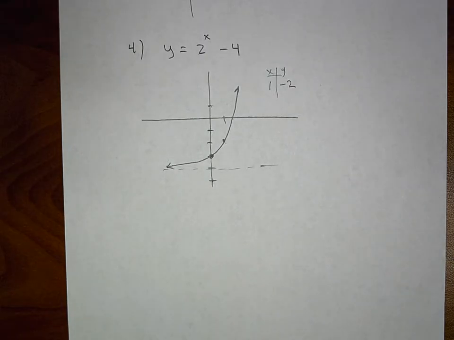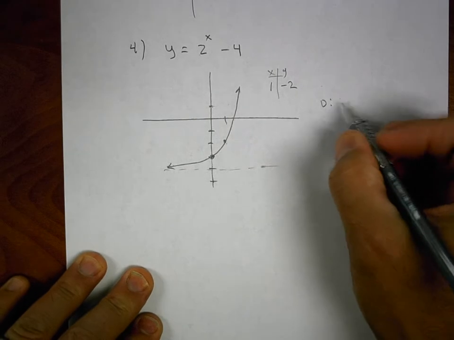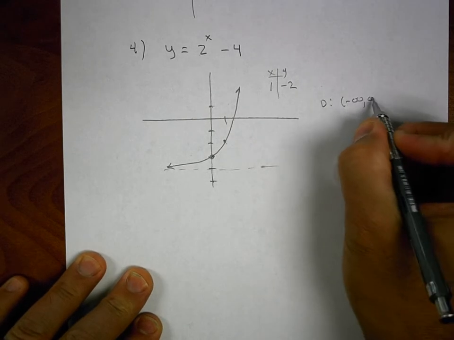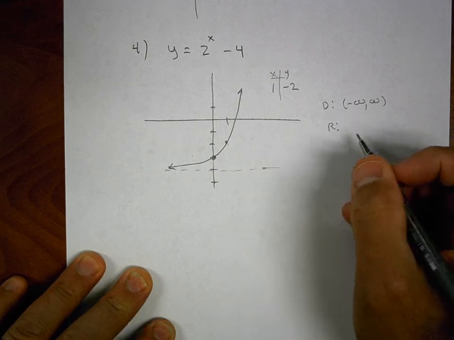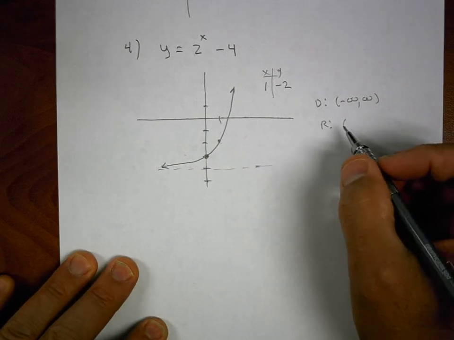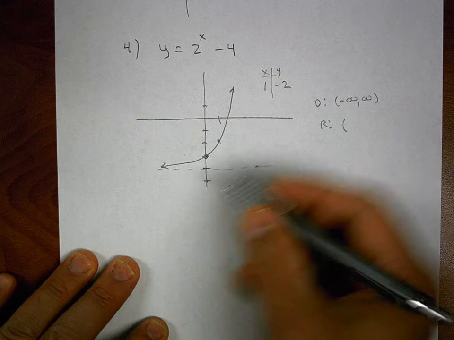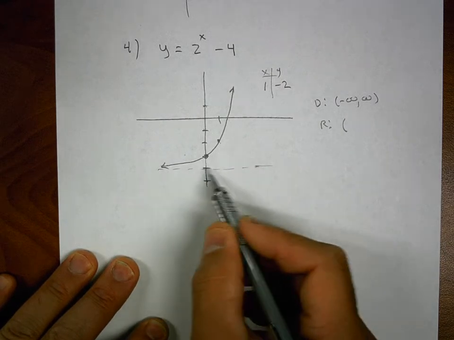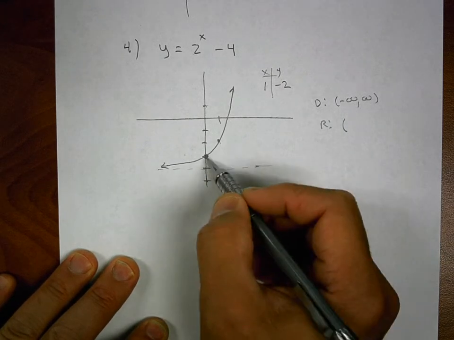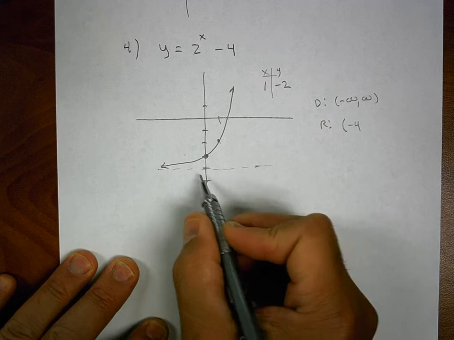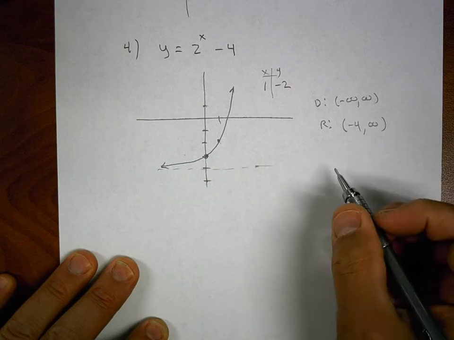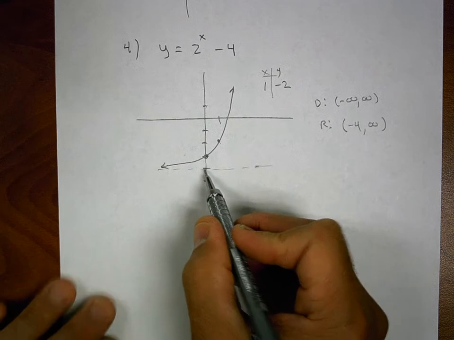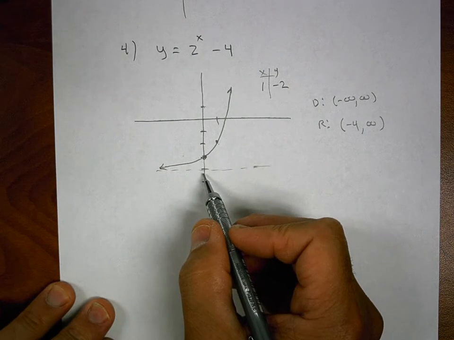Okay. Domain is -infinity to infinity. Range of heights. Where's our range? What's the lowest this thing gets? Wherever this horizontal asymptote is. 1, 2, 3. So -4, curved bracket, is the lowest, all the way up to positive infinity. Okay. So far, so good?